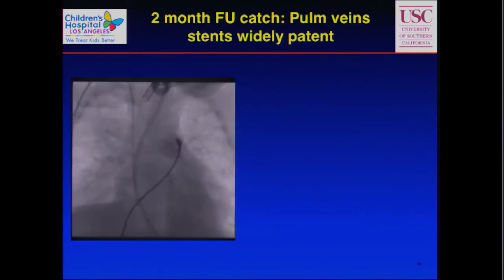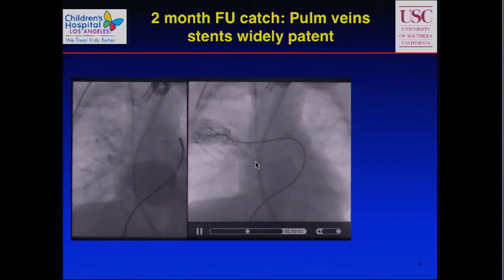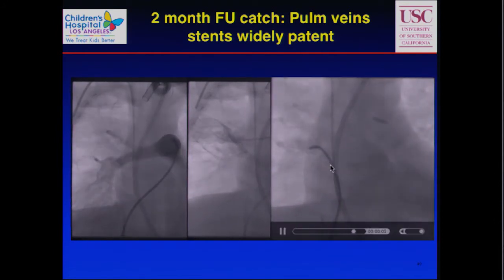So here's an example. This is the same patient 2 months later. And when I do them that small, I always want to check to make sure there's no restenosis early on. You see the flow through the stents in this region right here. This is a wedge injection showing there's pretty good flow here. And there's the wedge injection through the stent itself.